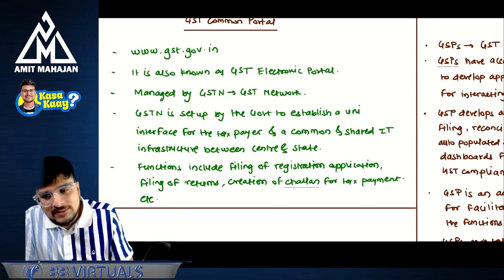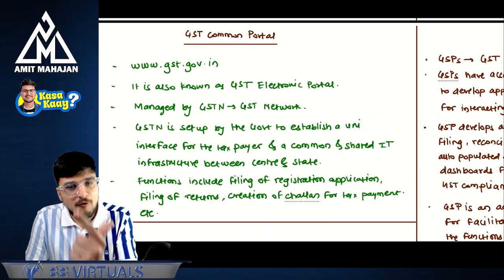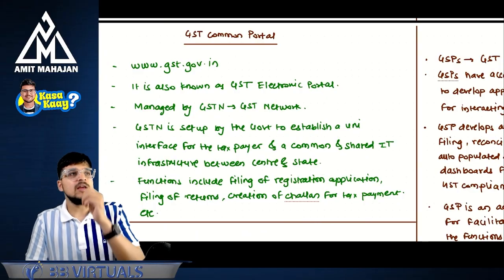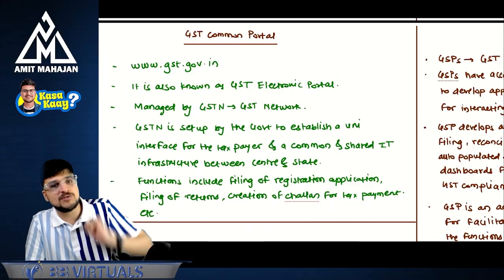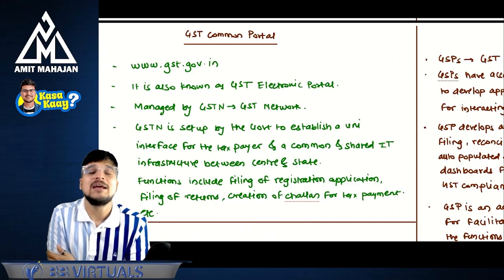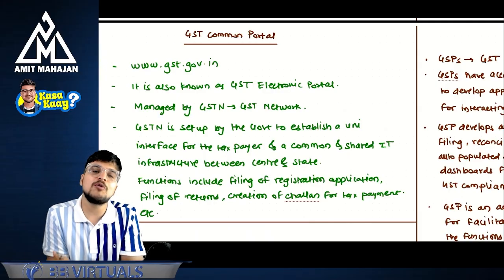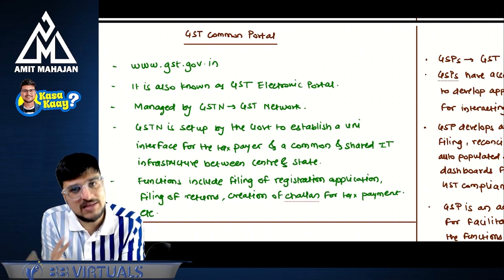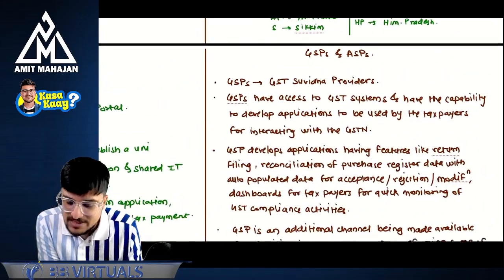Why is this called a common portal? Because if you want to take a registration, go to this portal. If you want to make a payment, go to this portal. If you want to file the returns, go to this portal. If you want to pay CGST, IGST or SGST, go to this portal. So it is a common portal where you just come and do whatever you want to do in GST. Everything will be under one roof, and that's why this is called the GST Common Portal. Simple words. Now let's discuss GSPs and ASPs.